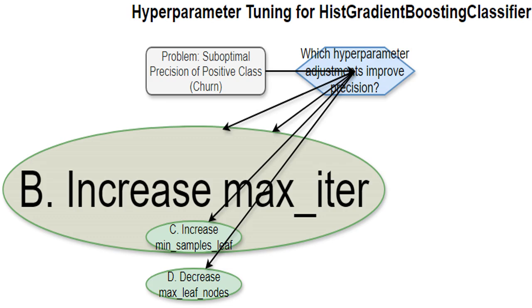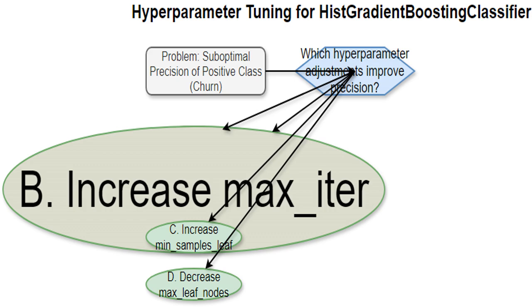This one is a bit trickier. Max_iter controls the number of times the model iterates through the training data. Increasing it allows for more refinement, potentially leading to a better model. However, it doesn't directly address overfitting. It could improve precision, but it's not as reliable a method as the previous two because it depends on the other hyperparameters.